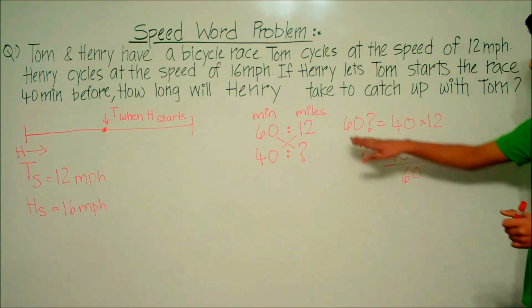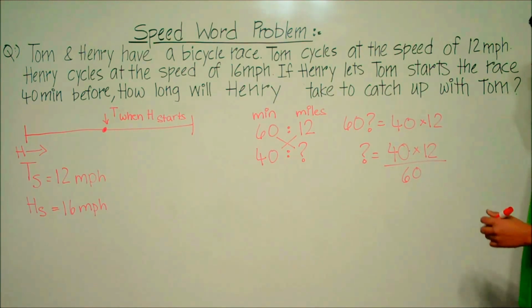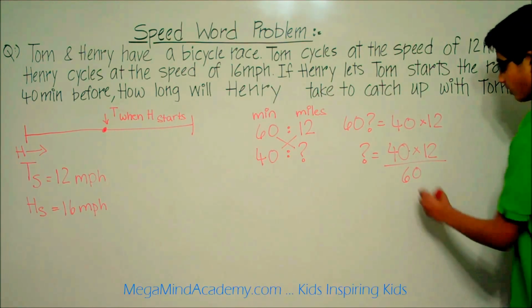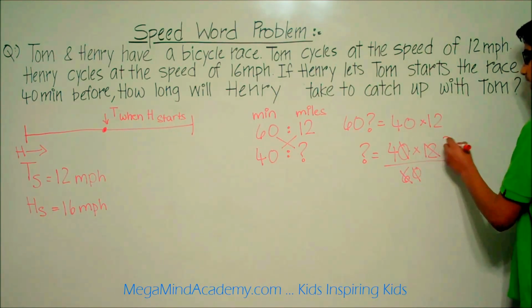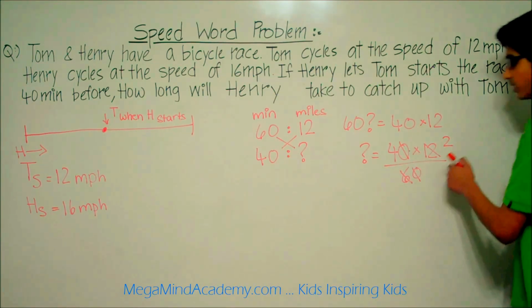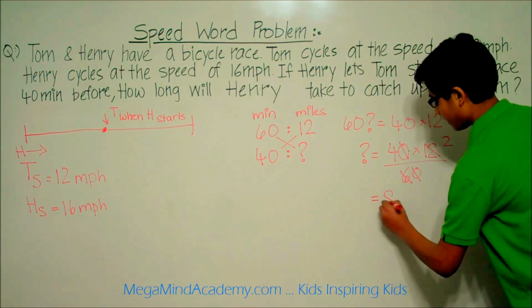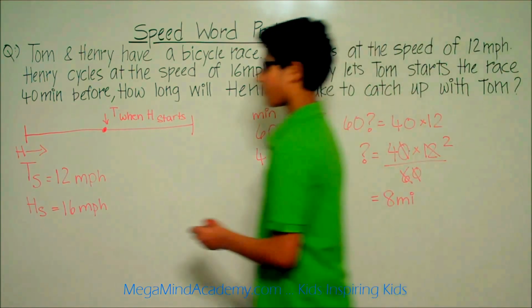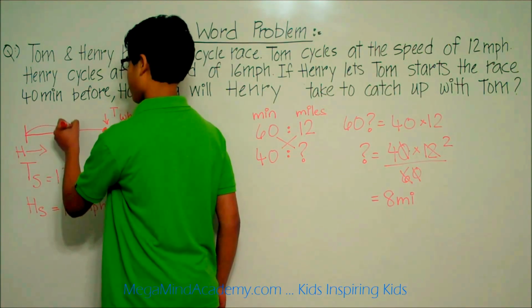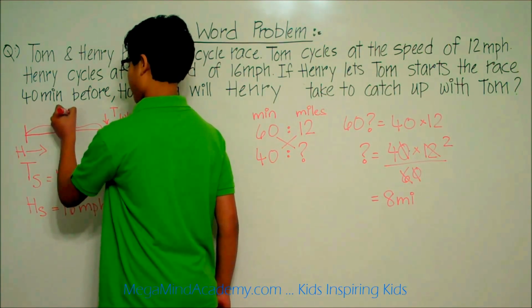And whatever we do on one side of the equation, we have to do on the other side of the equation. So 0 cancels out and 6 goes into 12 2 times. So we get 4 times 2, which is equal to 8 miles. So the distance from the starting point to where Tom is, is 8 miles.